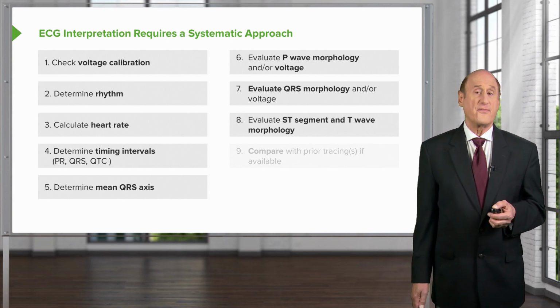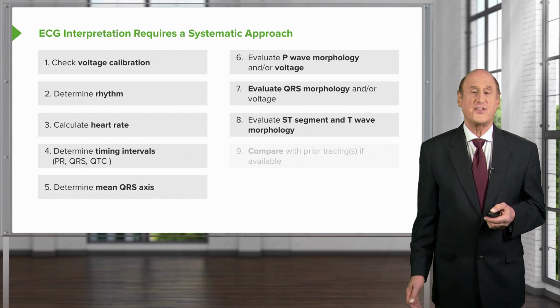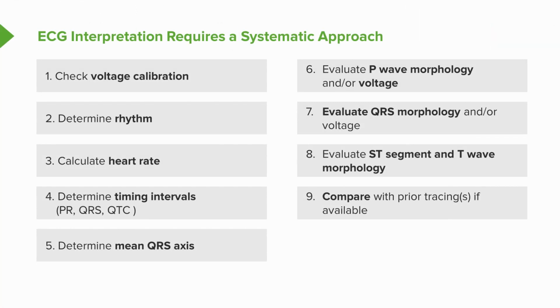Ischemia, lack of blood flow in the heart that can lead to angina or heart attacks, changes the ST segment and T wave morphology. And if we're lucky enough to have an earlier baseline EKG, we compare it to see, hey, have there been changes? Is something going on here that's something acute?